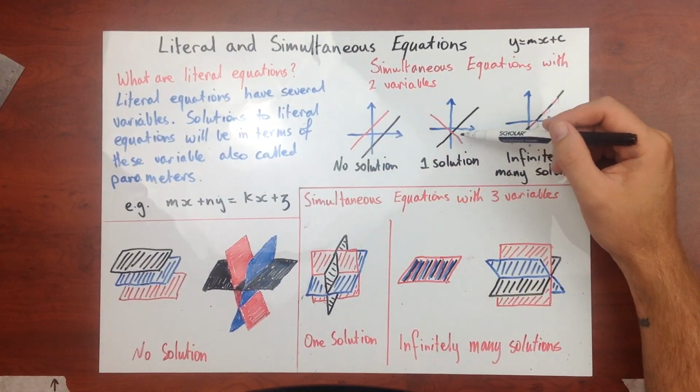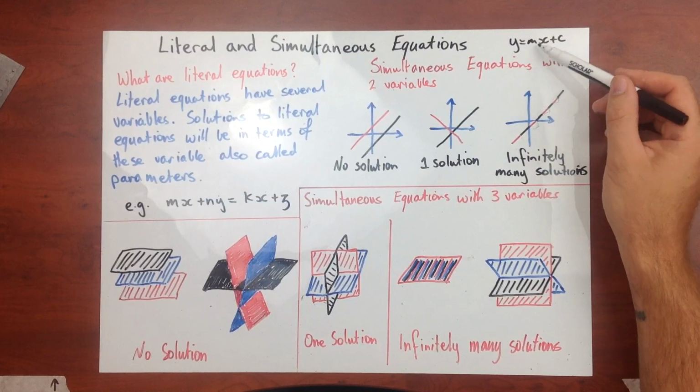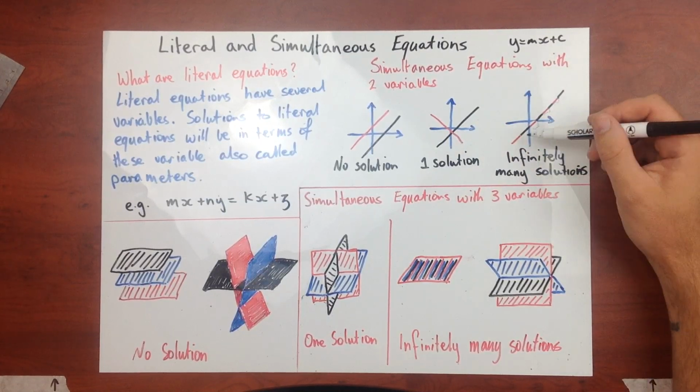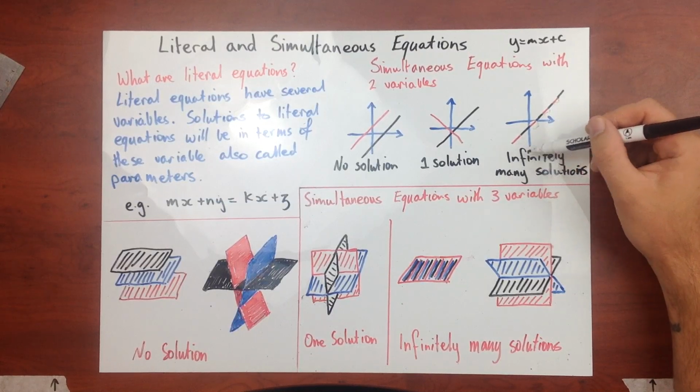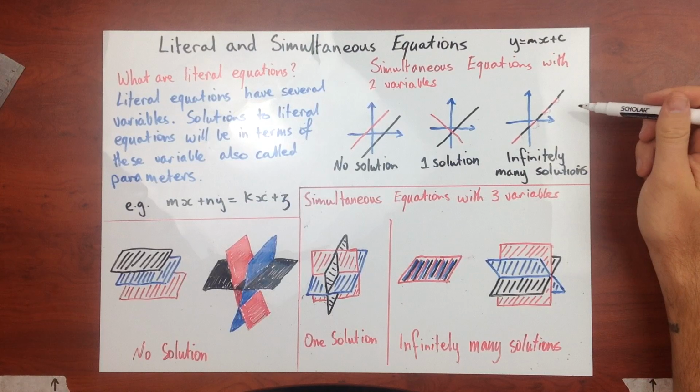For one solution, we can have different m values. Could have the same c value, could be different, doesn't really matter. But we're going to have different gradients, and we're going to intersect at that one point. And then we can have infinitely many solutions, and of course our two equations need to be exactly the same for this to occur.